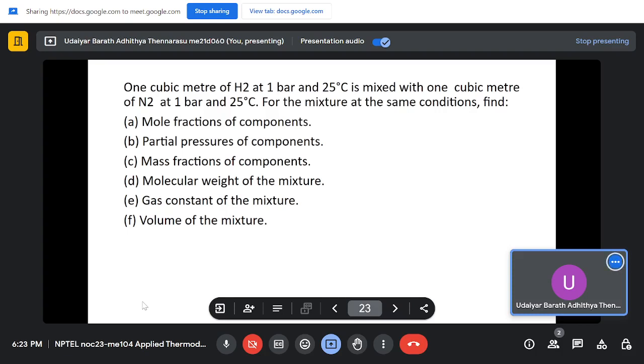Okay. So the next problem is, we have 1 cubic meter of H2 at 1 bar and 25 degrees centigrade, mixed with 1 cubic meter of nitrogen at 1 bar and 25 degrees Celsius. For the mixture at the same condition, find: mole fraction of components, partial pressures of components, mass fraction of components, molecular weight of the mixture, gas constant of the mixture, and volume of the mixture.